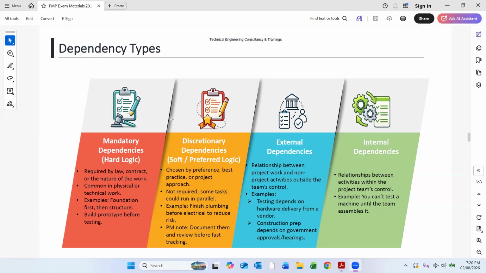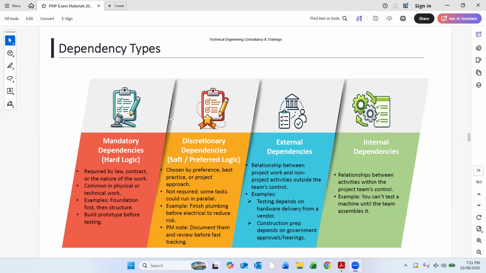And then discretionary dependencies are soft and preferred logic. So we can also call it soft logic, chosen by preference, best practice, or project approach. Not required. Some tasks could run in parallel. Example: finish plumbing before electrical to reduce risk. PM note: document them and review before fast tracking. So soft logic is chosen by preference, by best practice and project approach, and those are not required for tasks which run in parallel.